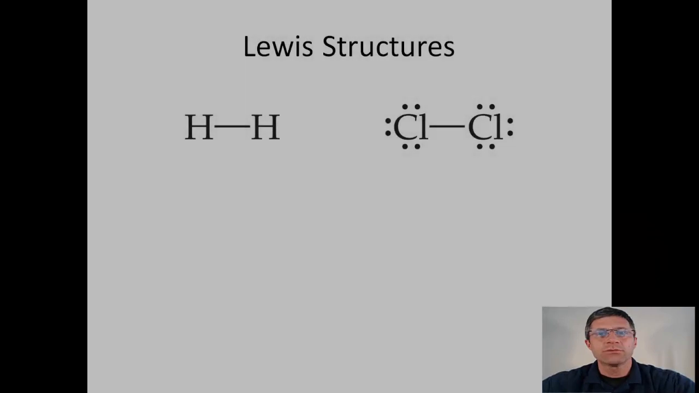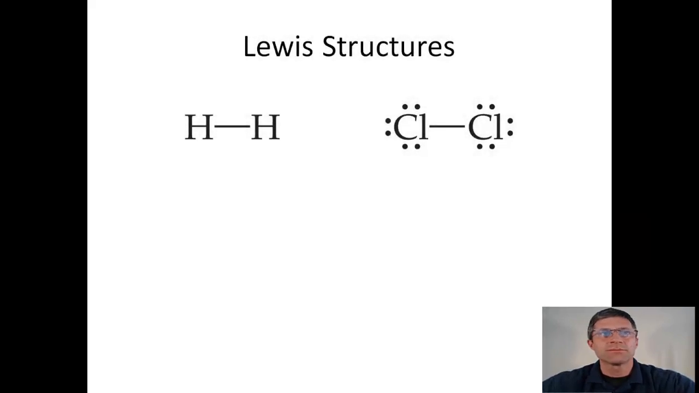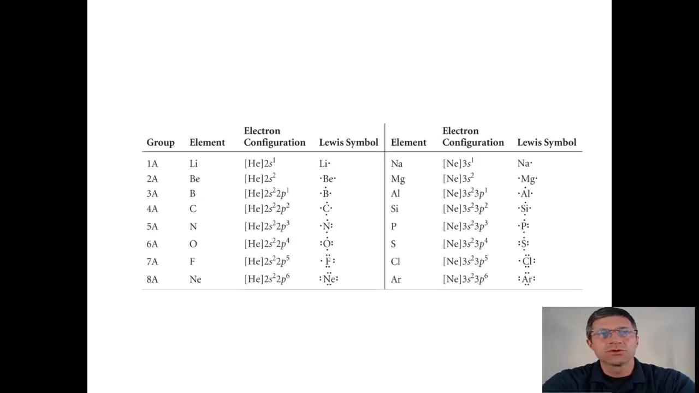Lewis structures are a way to represent atoms. We usually use them to represent atoms in a molecule, but we can also use them to represent single atoms or atoms that are in ionic compounds. If we have just an atom by itself, we'll have just the valence electrons. Notice that for something like lithium, which has a single valence electron, the Lewis symbol is Li with a single dot representing that valence electron.